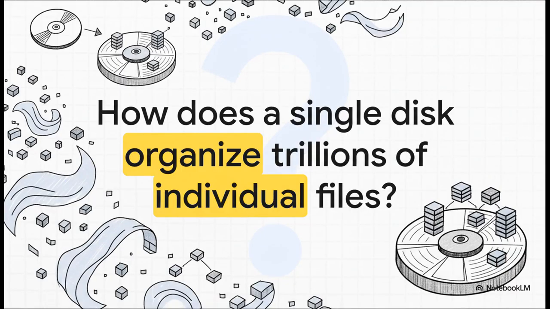I mean, it is a huge problem when you think about it. We are talking about managing potentially trillions of individual pieces of information. Everything from a single character in a text file to a massive 4K video file, all without losing a single thing. So how does a totally blank disk become this perfectly ordered system?